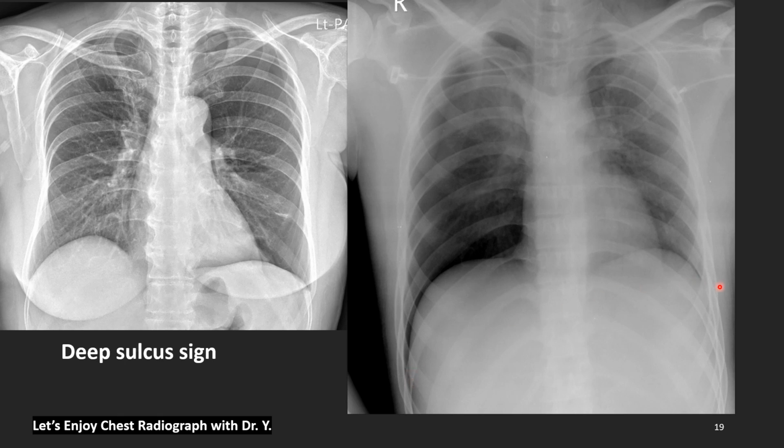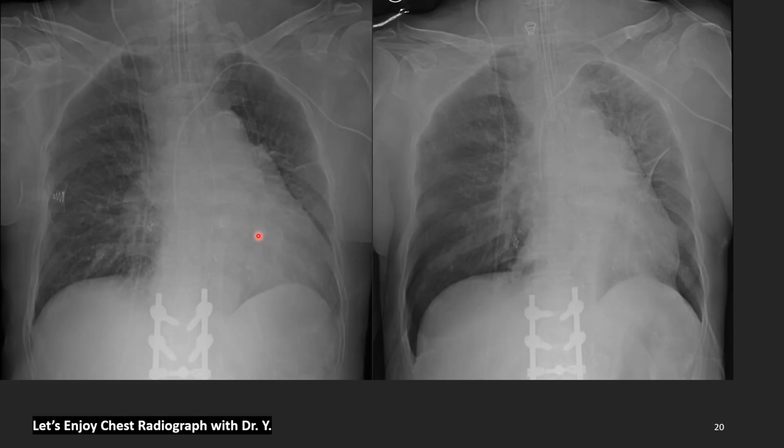Let's look at the left side. Usually we see that the diaphragm ends here, but on the right side with pneumothorax, it ends deeper. So that is the deep sulcus sign. It is evident on the supine film when the pneumothorax in the upper portion is not clear. Let's get more familiar with the deep sulcus sign on the AP supine film.